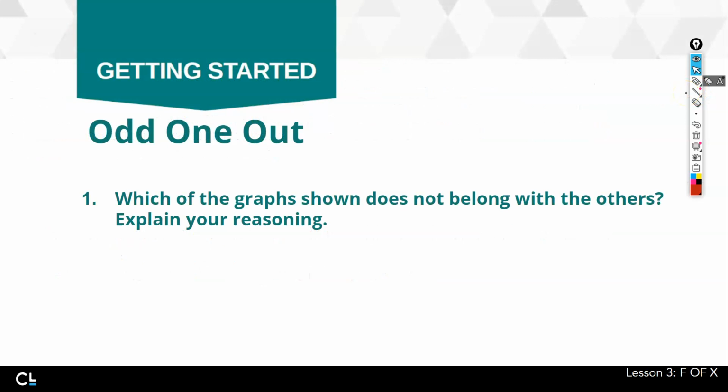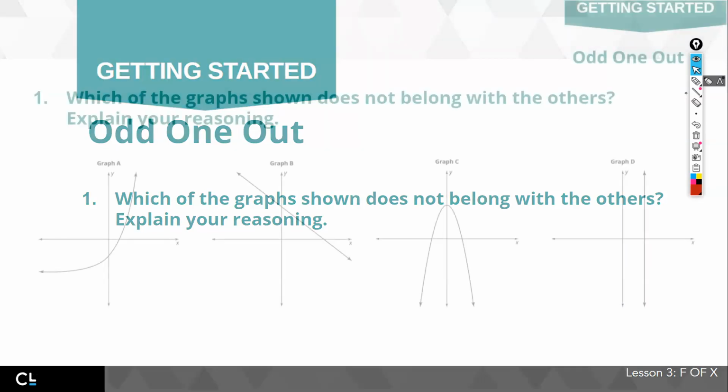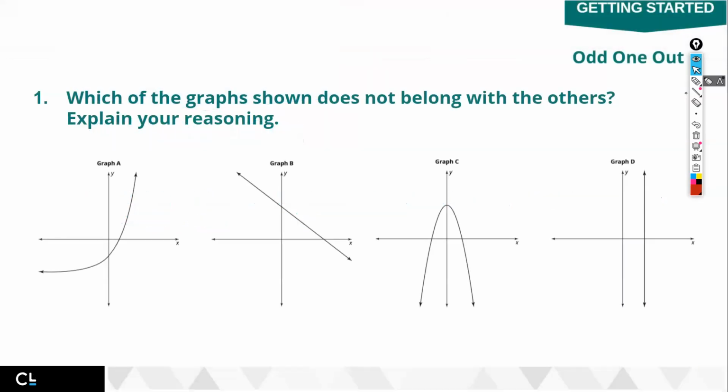Getting started, odd one out. Which of the graphs shown does not belong with the others? Explain your reasoning. Let's look at graph A, graph B, graph C, and graph D. A lot of things could be said here about why they work or why they don't work. All of these except one is a function.